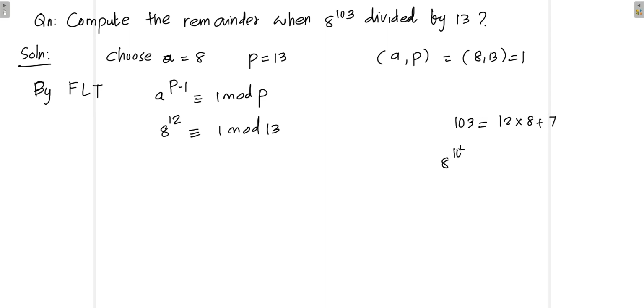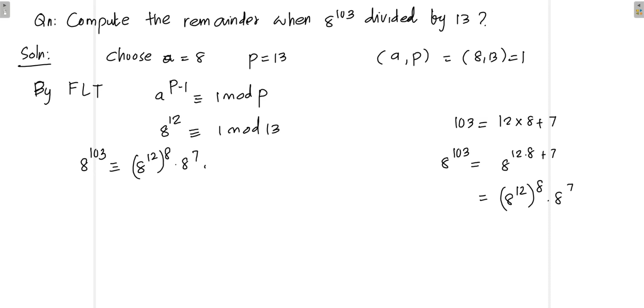So 8 raised to 103 should be 8 raised to 12 times 8 plus 7. That is 8 raised to 12 the whole raised to 8 times 8 raised to 7. So ഇവിടെ നിന്ന് എഴുതാം 8 raised to 103 is congruent to 8 raised to 12 the whole raised to 8 times 8 raised to 7 mod 13.